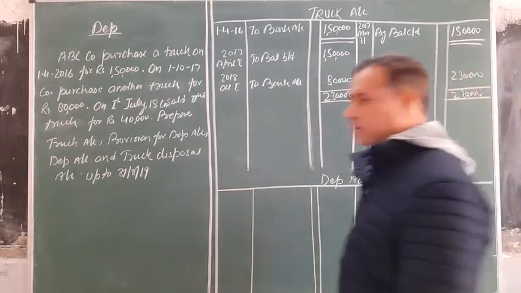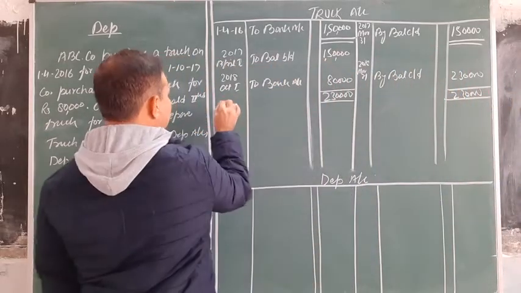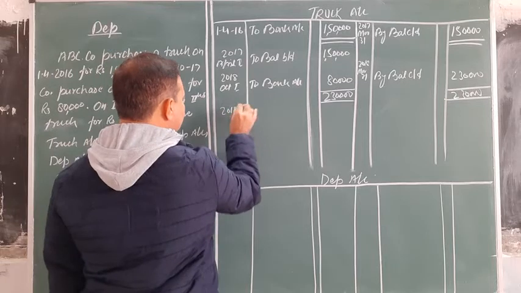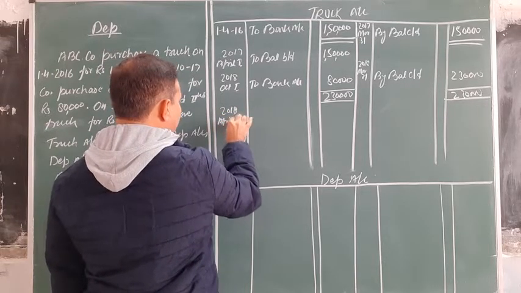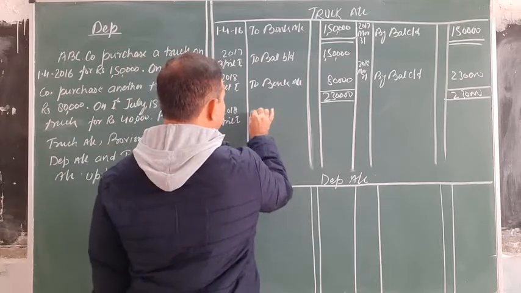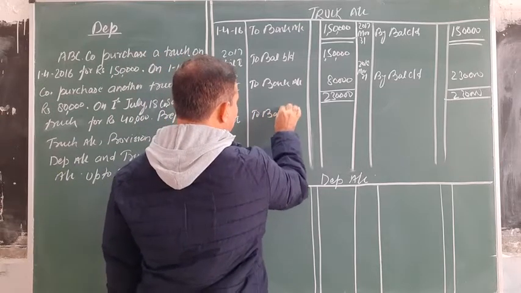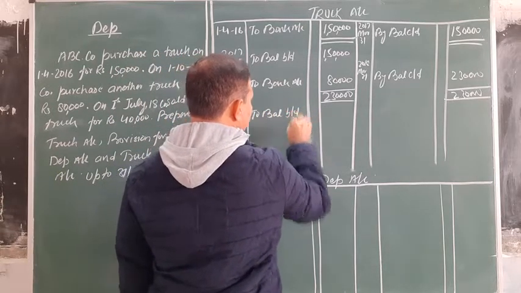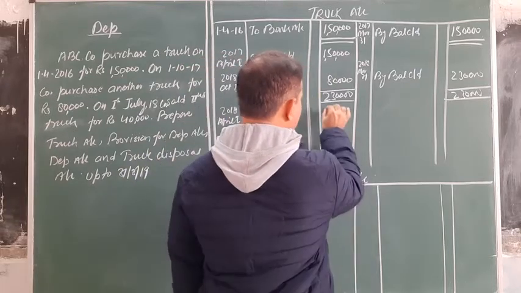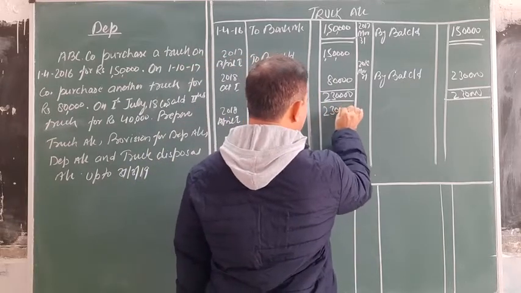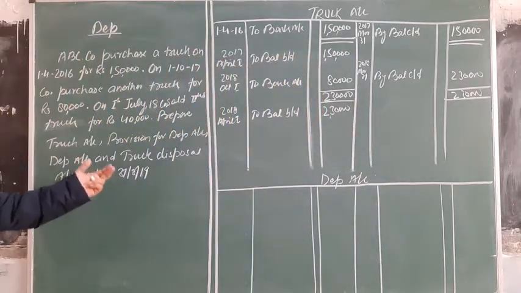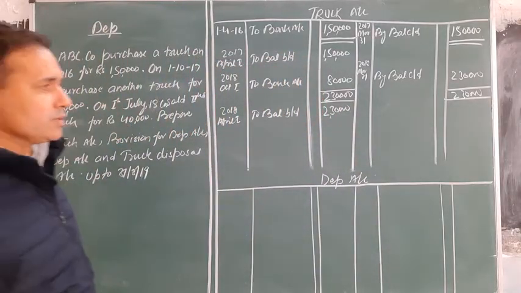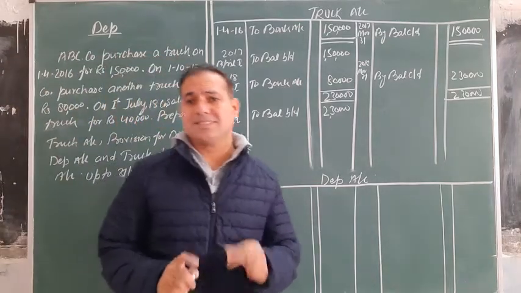This balance comes on 2018, 1st April, to balance brought down 2,30,000. In the third year, on 1st July 2018, we sold the second machine.